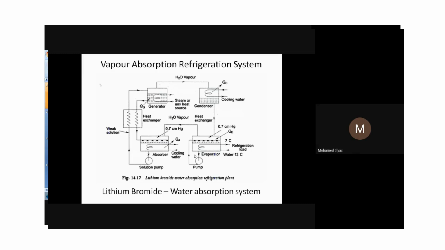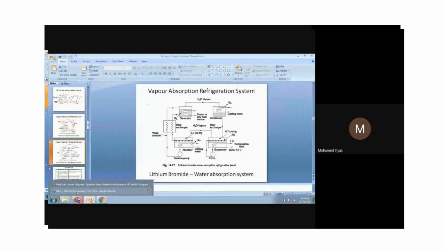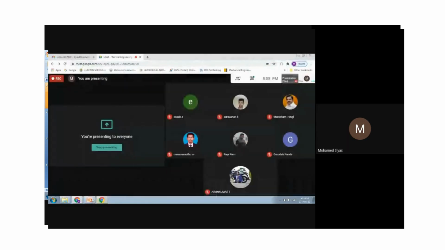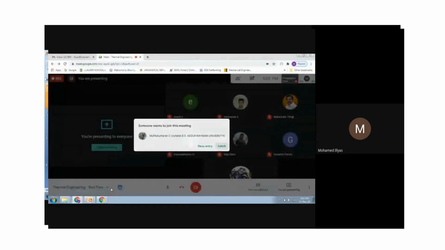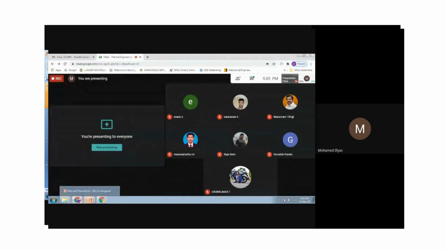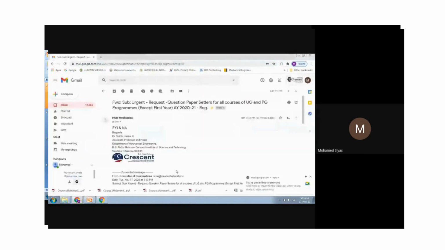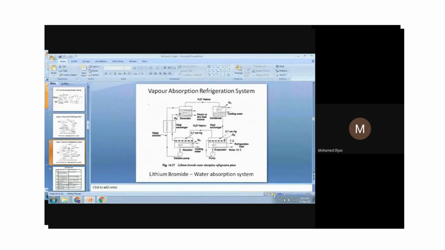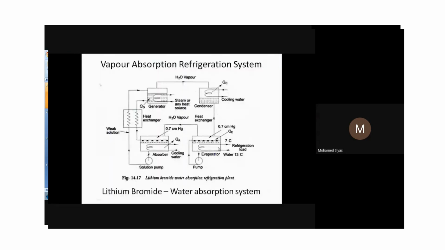Like if you take a wood and a sponge, whichever you take, the sponge will obviously absorb more water. So like that we can understand this. Compared to other materials, lithium bromide is a hygroscopic material. The name itself implies it can readily absorb water.